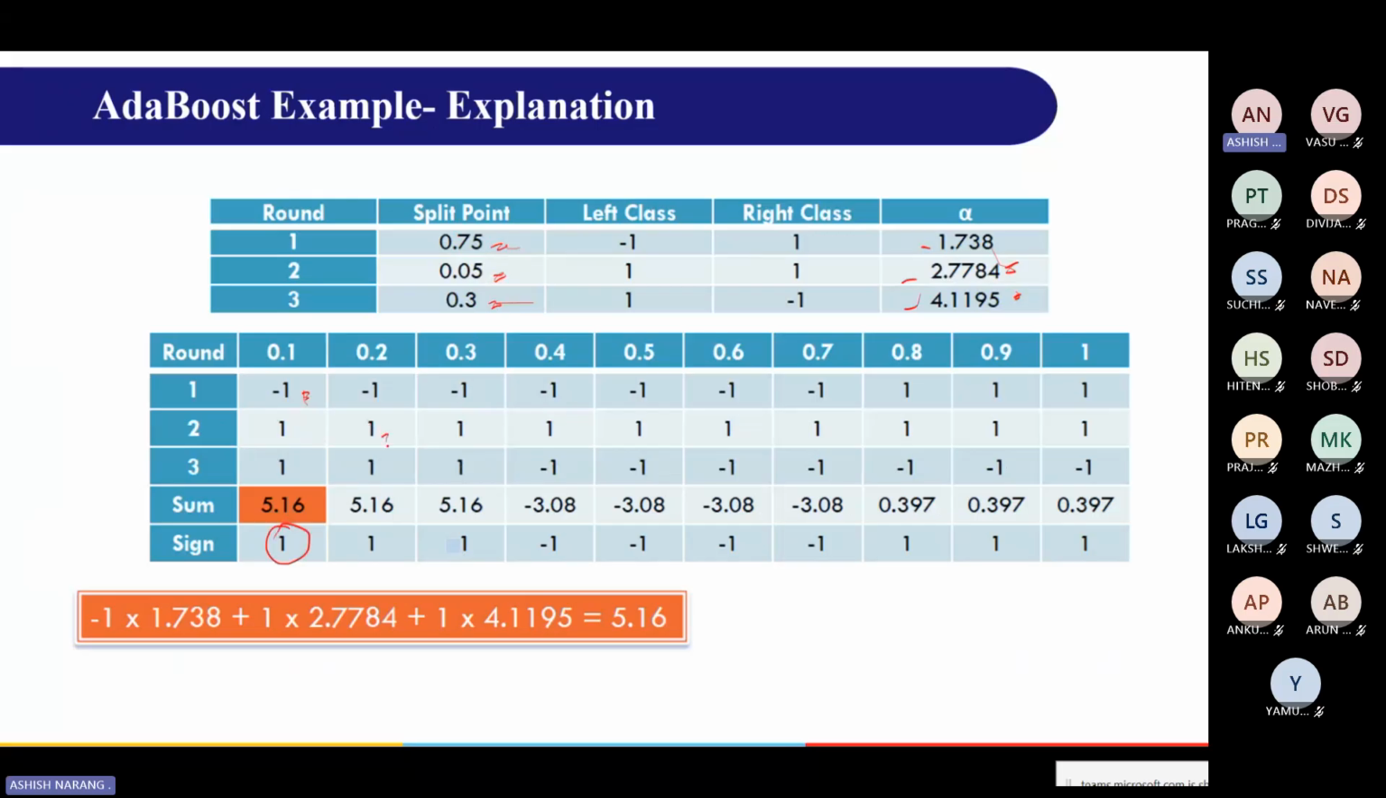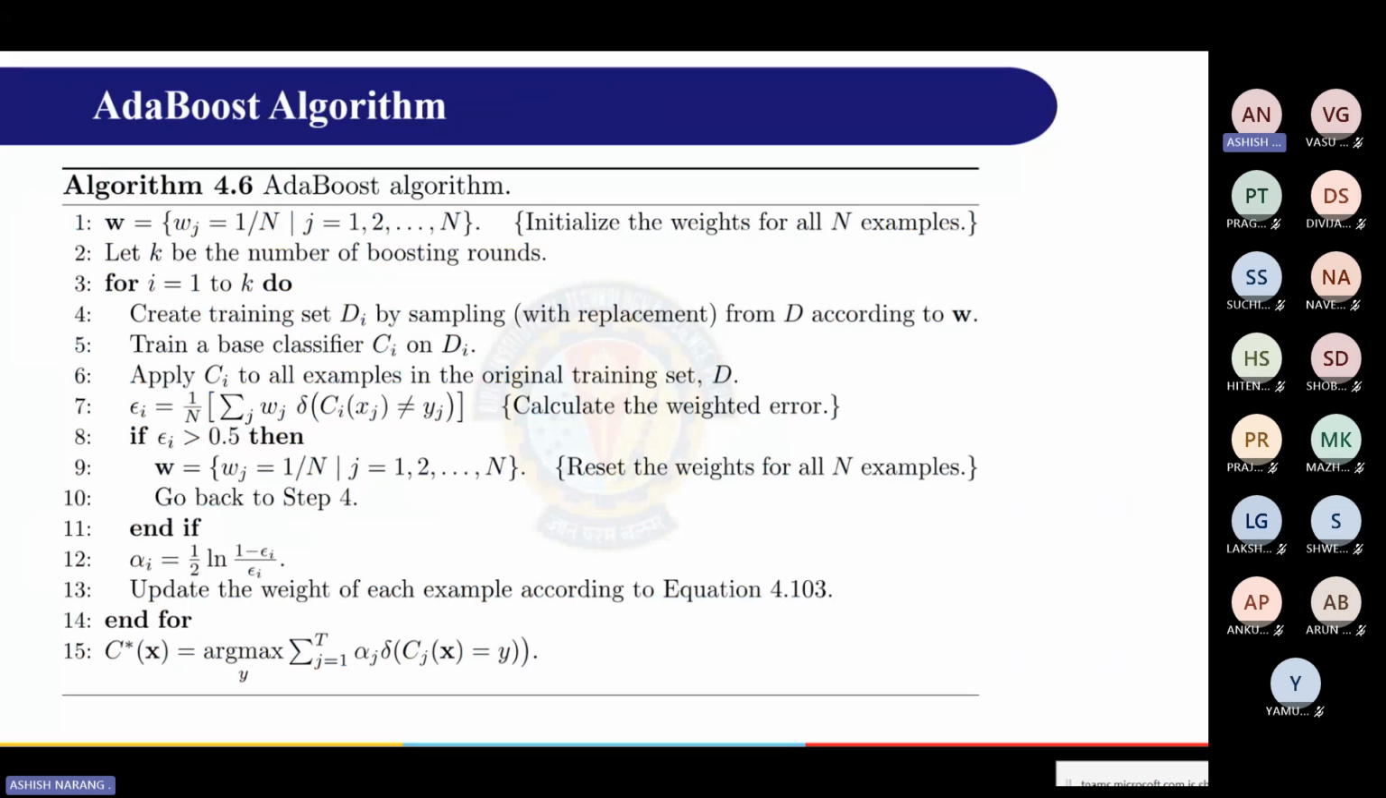Now for these two, again, the value 5.16 will come. So positive, 1. So again, this is the same thing. Now two -1s, and 1, 1. So of course, 1 into this and -1 into this, these two terms are negative. So the overall result is going to be negative, right? So the importance plays an important role. Accordingly, it is going to classify. This is the AdaBoost algorithm, which you can read.